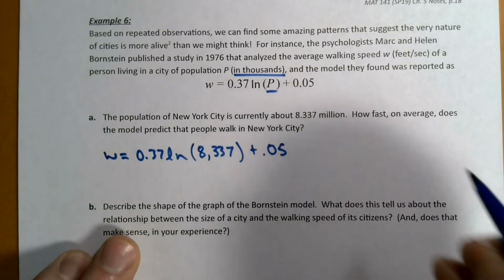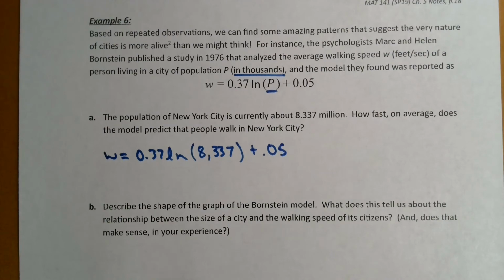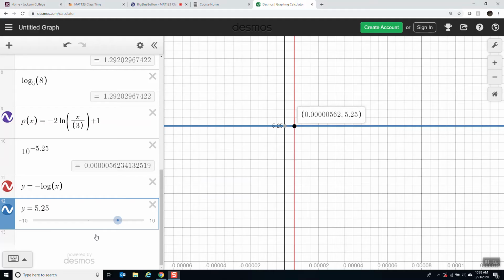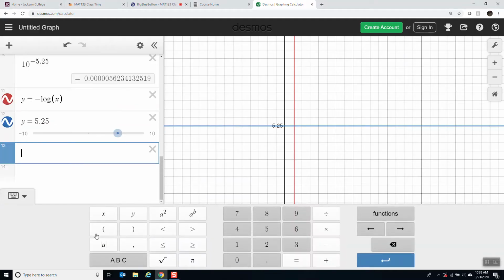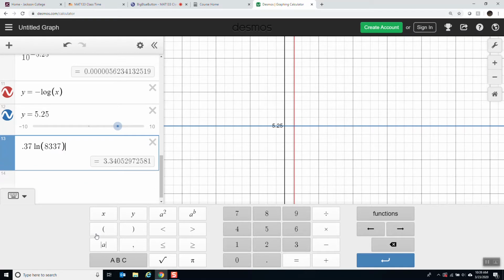So I had to convert that 8.37 into a value that made sense. All right, let's smash this in Desmos, and we'll get that average walking speed. 0.37 natural log of 8,337 plus 0.05. They walk, on average, 3.39 feet per second based on our units.